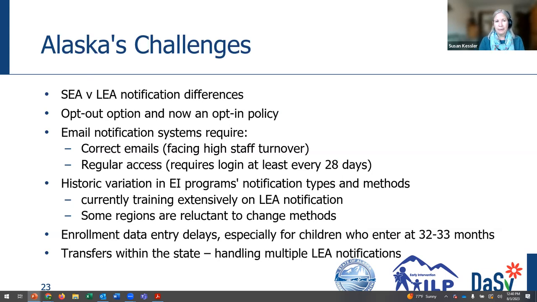So our challenges that we're really trying to work on are closing the gap between SDA and LEA notification data. A lot of those have to do with children. When we had a pretty early notification date, at 27 months, we found that there were a lot of changes between 27 and 33 months: families who moved, families who decided they didn't want referral to their local school district, children who met their milestones and no longer needed services. So we're trying to close that gap.